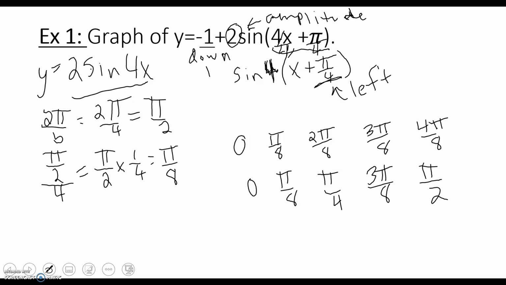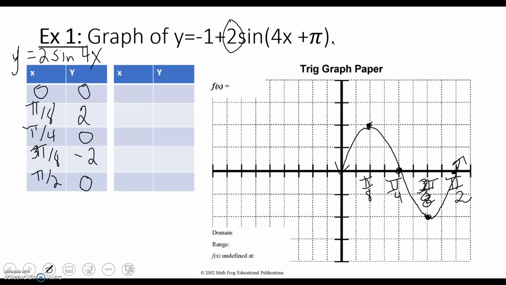And so now what we want to do is apply these transformations. This transformation here shifts the y values down 1. And this transformation here shifts the x values to the left pi over 4. So because of that, I'm going to subtract 1 from each y because of the -1. And then I'm going to subtract pi over 4 from each x, okay?